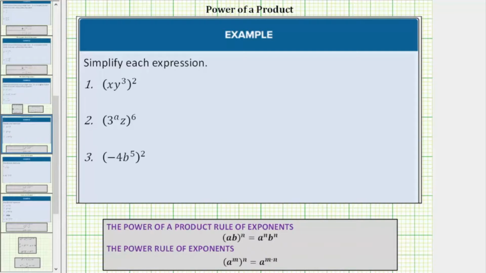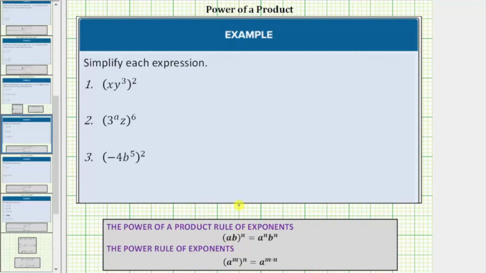In this lesson, we will simplify several expressions that require the use of the power of a product rule of exponents, which is (a times b) raised to the power of n equals a raised to the power of n times b raised to the power of n. So if we have a product raised to the power of n as shown here, we raise both factors of the product to the power of n.